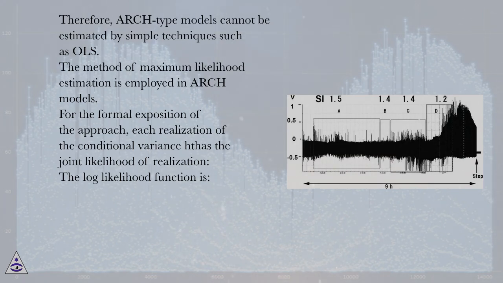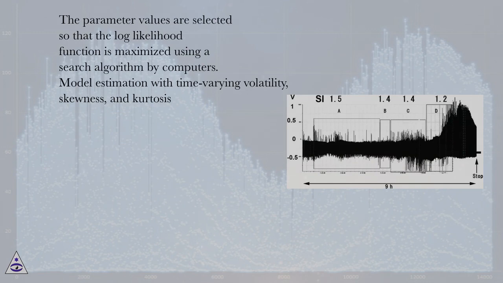The method of maximum likelihood estimation is employed in ARCH models. For the formal exposition of the approach, each realization of the conditional variance is the joint likelihood of realization. The log likelihood function is. The parameter values are selected so that the log likelihood function is maximized using a search algorithm by computers.